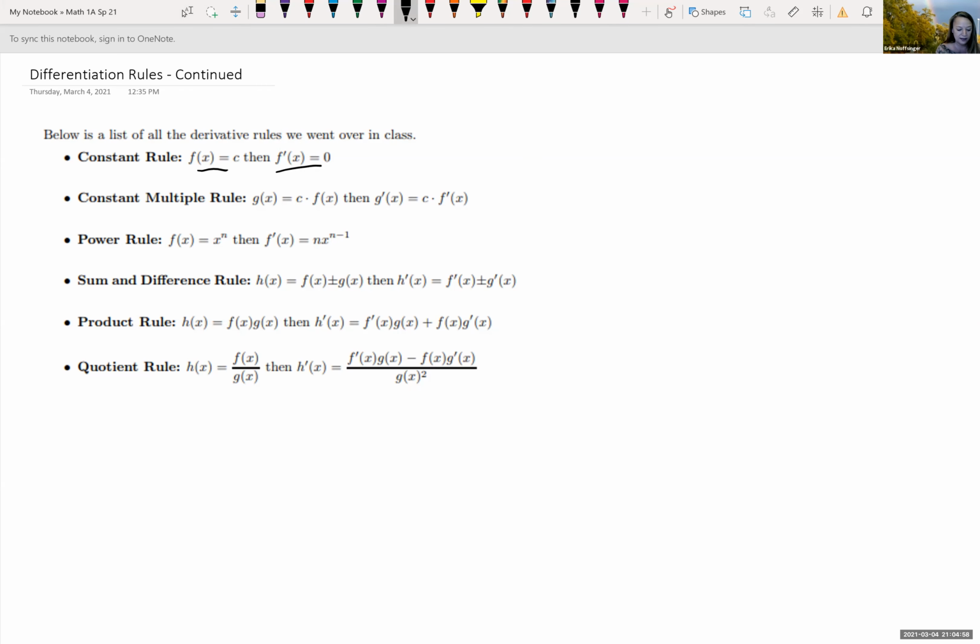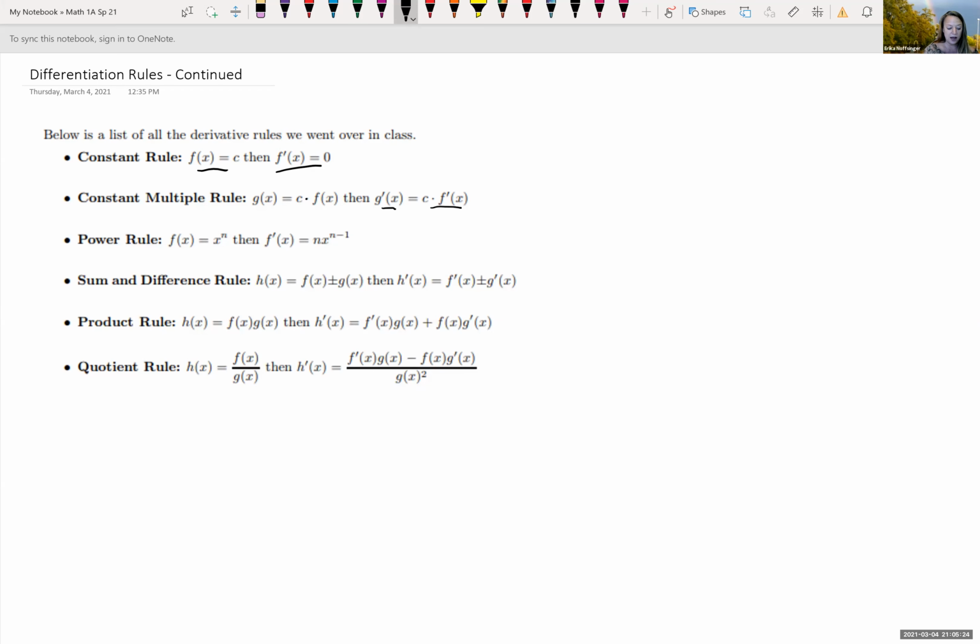We've looked at the constant multiple rule. If you're given some function c times f of x, then the derivative of that function g of x is equal to just c times the derivative of f of x.